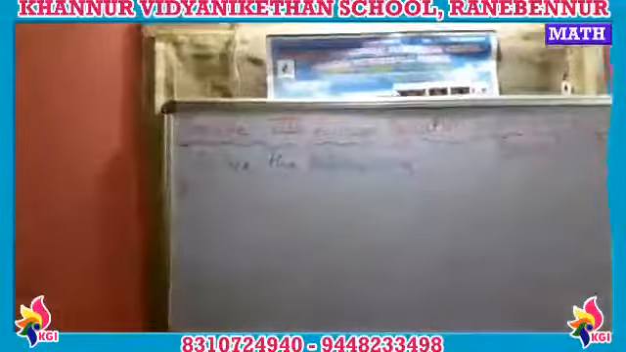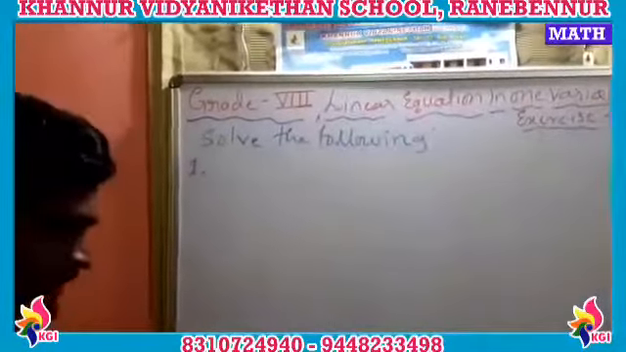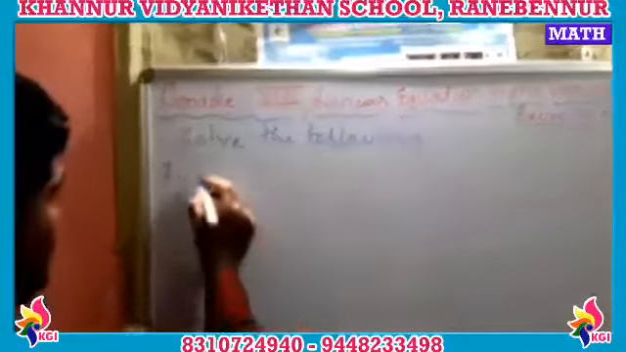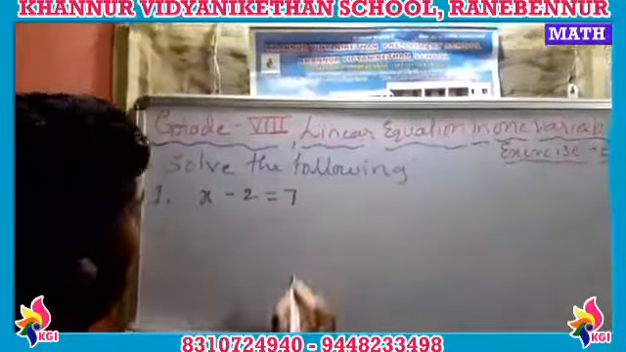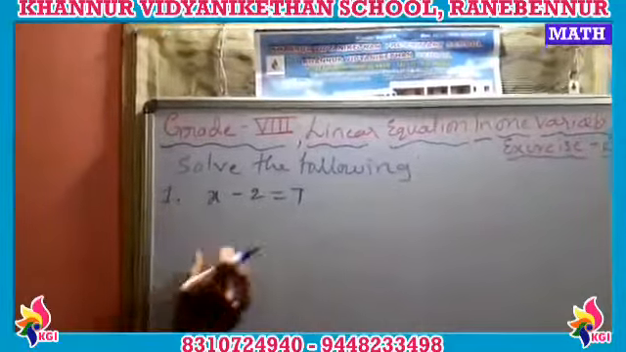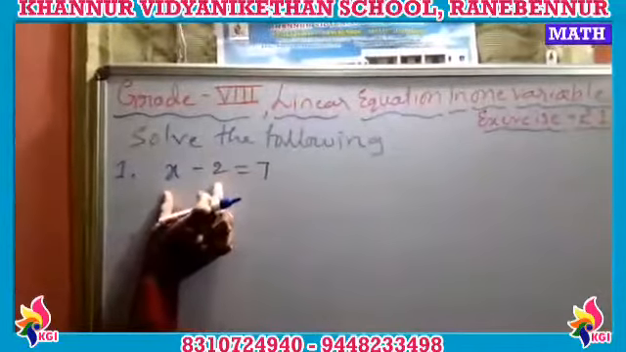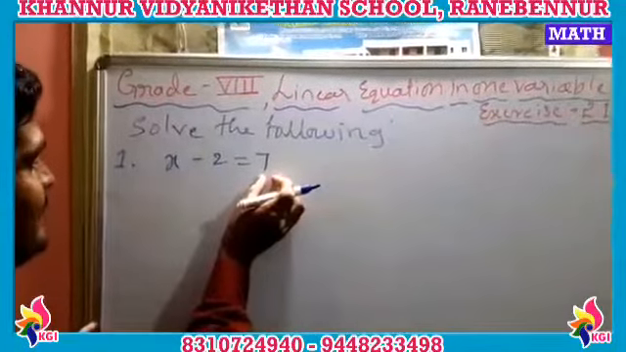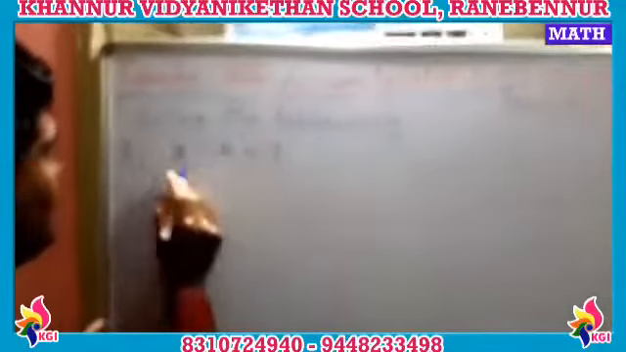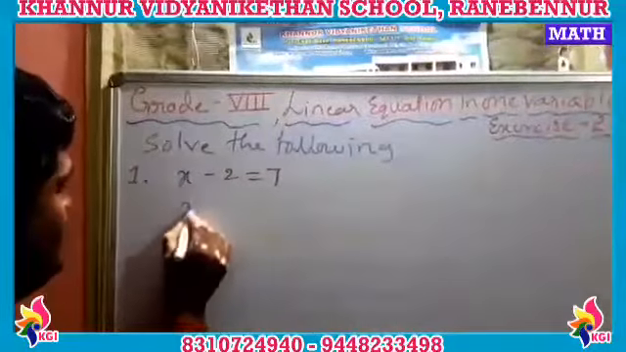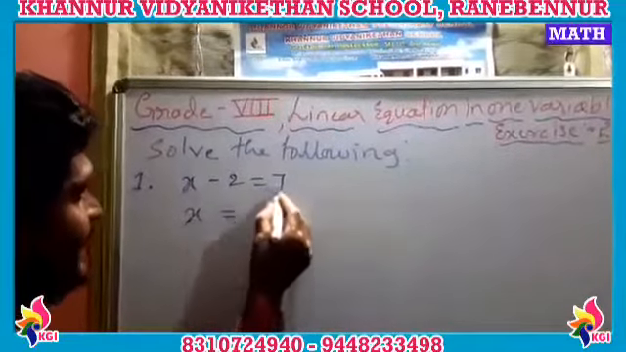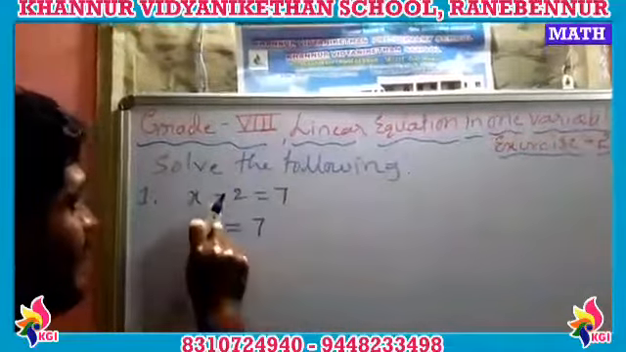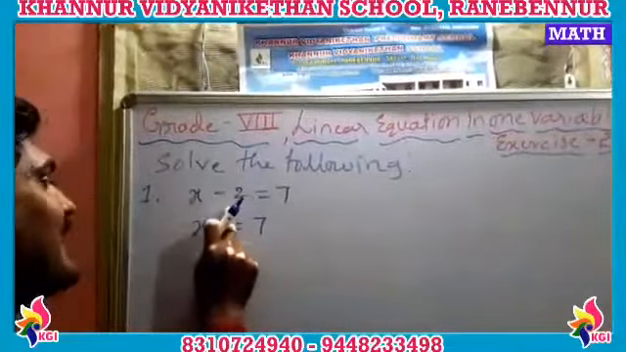Okay, so I am going to start with the problems now. What is the first problem in this? Here they gave x minus 2 is equal to 7. As I said, x minus 2 is in the LHS part, 7 is in the RHS part. So I want to keep this x as it is. I write x, is equal to, and I write what is there in the RHS, 7, as it is. I am going to move this minus 2 to the other side.